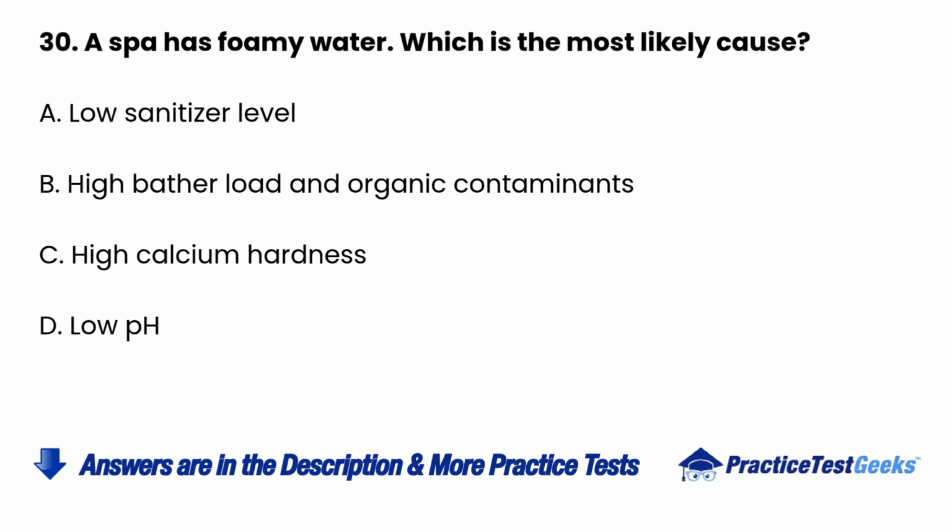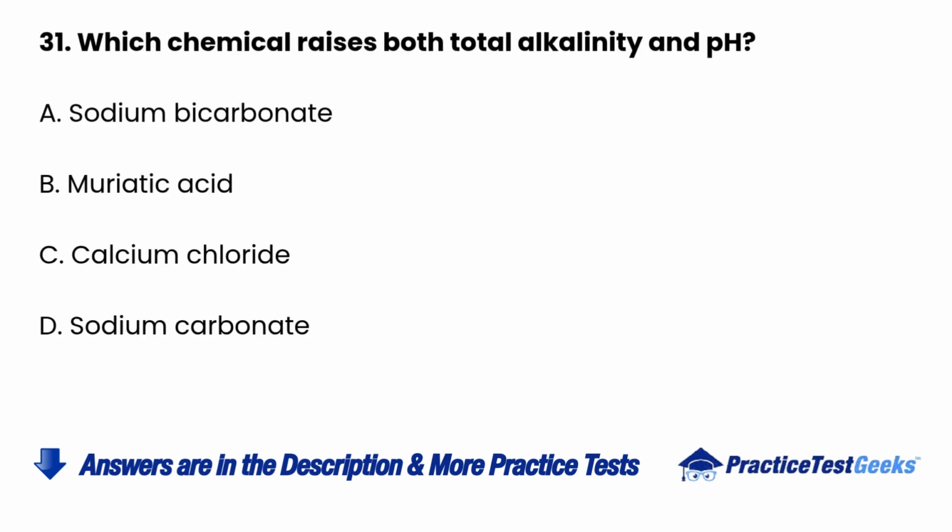30. A spa has foamy water. Which is the most likely cause? A. Low sanitizer level. B. High bather load and organic contaminants. C. High calcium hardness. D. Low pH.